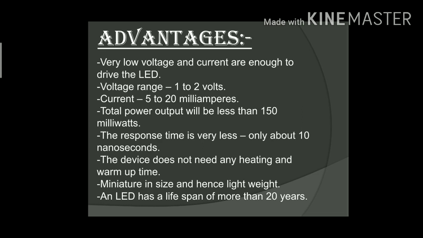Next is advantages of light emitting diode. First point, very low voltage and current are enough to drive the light emitting diode. That is a big advantage for light emitting diode. Second point, voltage range is 1 to 2 volt. Third point, current is approximately equal to 5 to 20 milliampere. Next point, total power output will be less than 150 milliwatt.